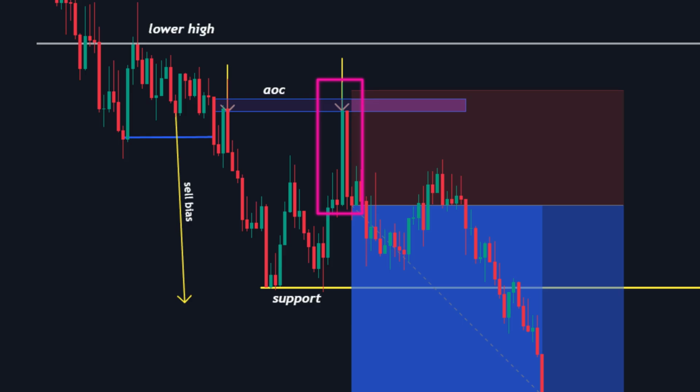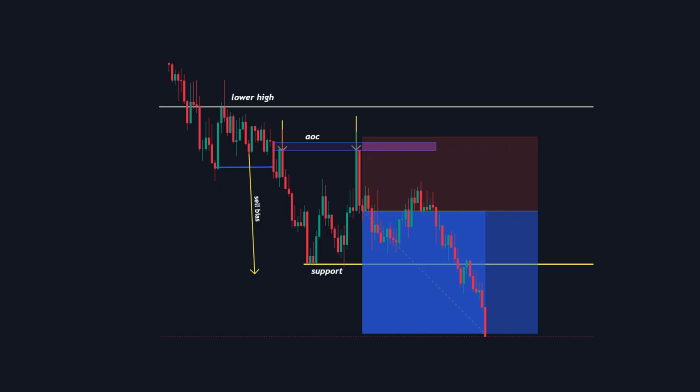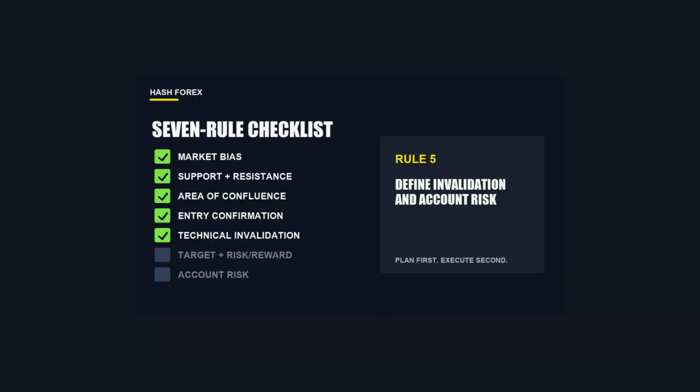That is the confirmation. Notice the difference between touching a level and rejecting a level. A touch only tells us price arrived. A rejection tells us that one side responded. For a sell, I want evidence that buyers are losing control at resistance. That evidence can include rejection wicks, bearish closes, a lower time frame break, or failure to hold above the zone. Confirmation will never remove all risk, but it can stop us from entering simply because a colored box exists on the chart.